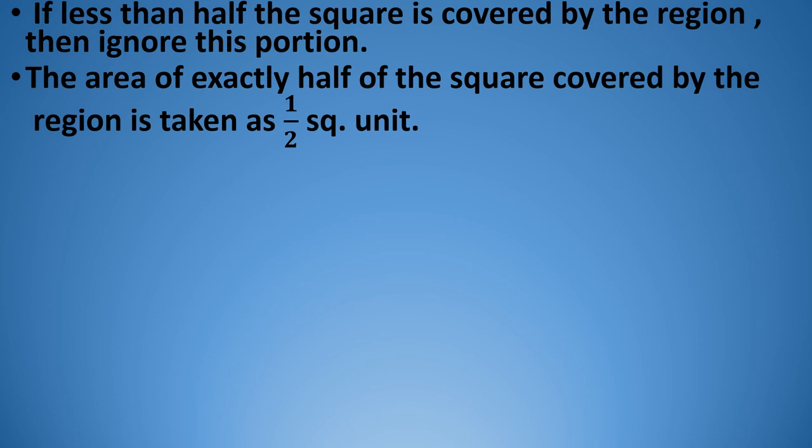Once again I am repeating, if one complete square is covered, take it as a 1 square unit. If more than half the square is covered, then again count it as a 1 square unit. If less than half the square is covered, then ignore that. And if exactly half the square is covered, then take it as a half square unit. Means if two exactly half squares are there, that will together make a 1 square unit.